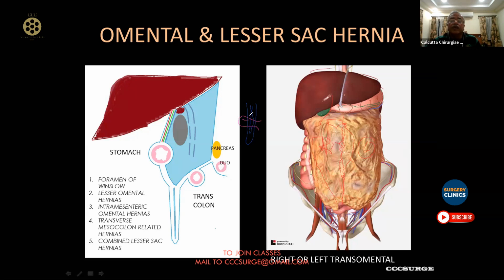Okay, so where there are 4 layers, it is either intramesenteric or intermesenteric, depending on whether they have out here 2 coverings or 4 coverings. So if you have 4 coverings, all 4 layers coming out means it's an intermesenteric. If you have 2 layers coming out, that layer coming out, it's called an intramesenteric defect. Okay.